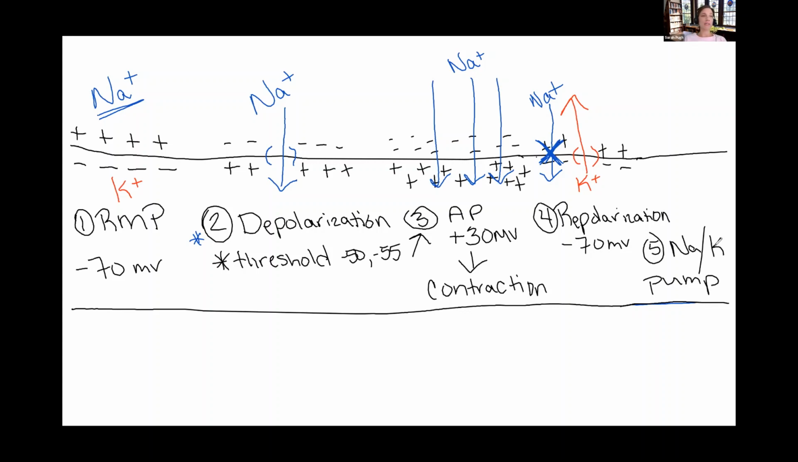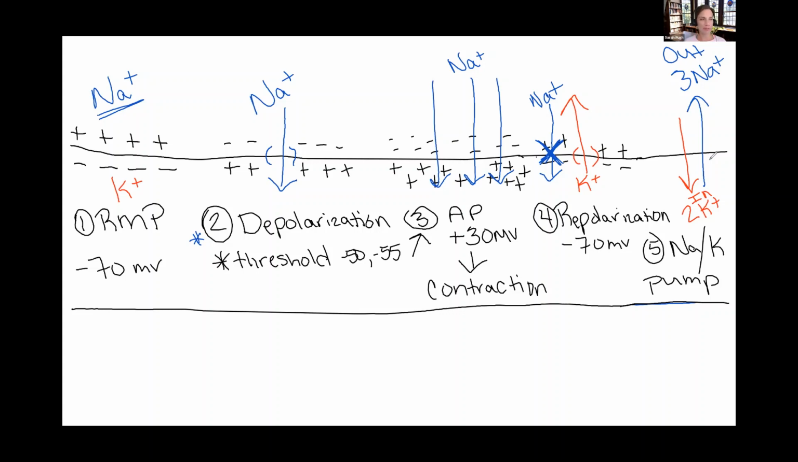It uses energy. It uses ATP, and it pumps 3 sodiums out of the cell, and it pumps 2 potassiums into the cell, right? That's its job. So this is active transport. It's using ATP, pumps 3 sodiums out, 2 potassiums in.